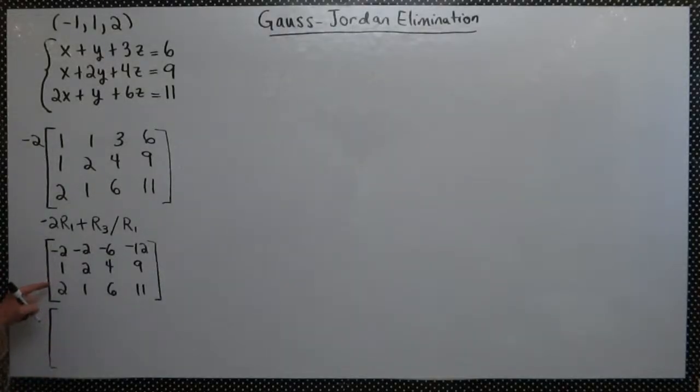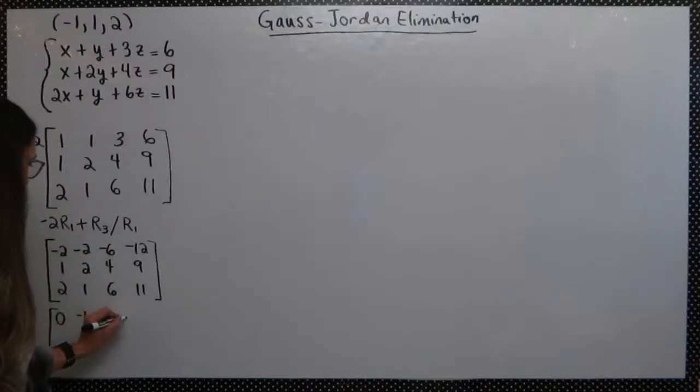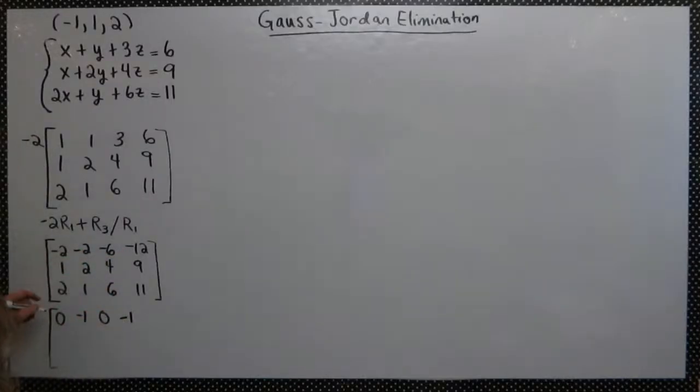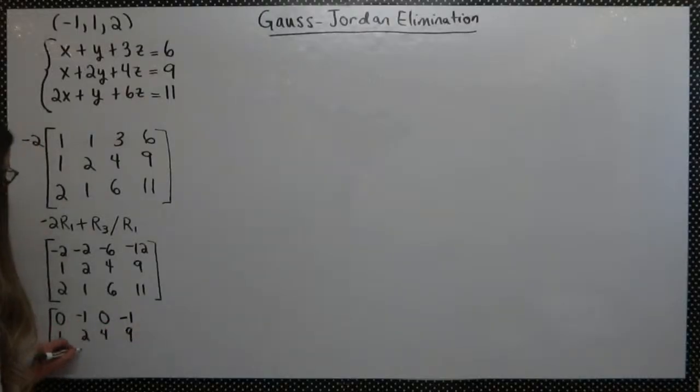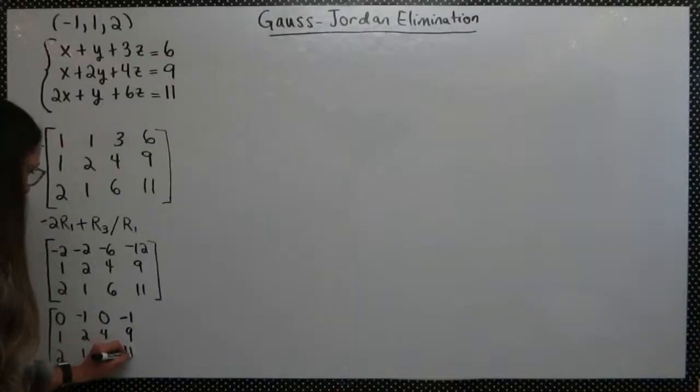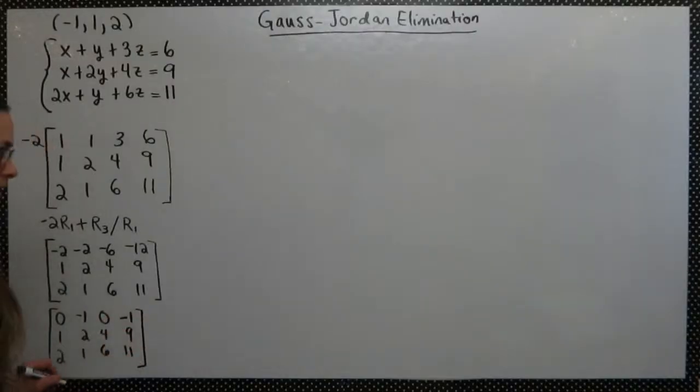So we've got 2 minus 2 is 0. 1 minus 2 is -1. 6 minus 6 is 0. And 11 plus a -12 is -1. And then we'll just repeat these other two rows, 1, 2, 4, 9, and then 2, 1, 6, 11. All right, perfect.